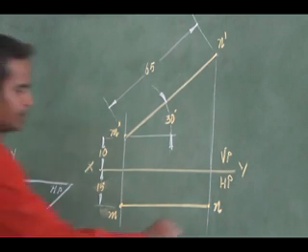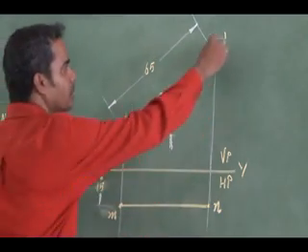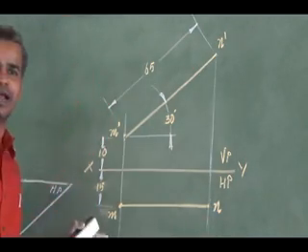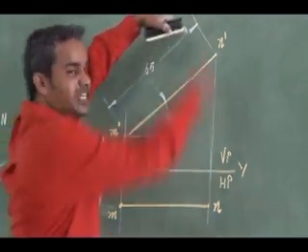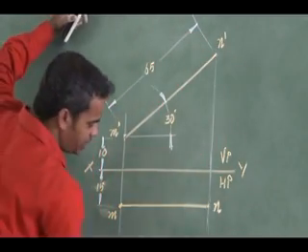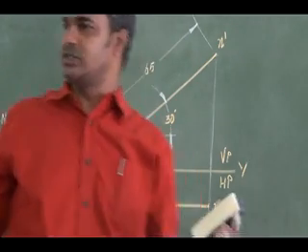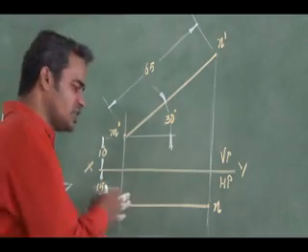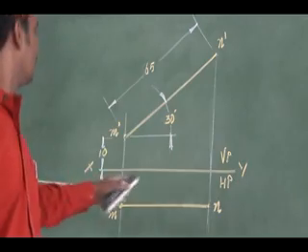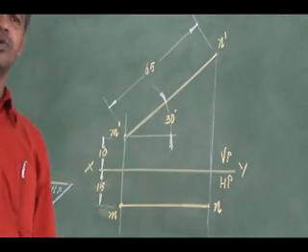See here, what is this white vertical line I am drawing? It is a projector line of end M. It is a projector line of end N. So the distance between these two is nothing but the end projector distance. In some problems, the end projector distance will be given and the line length will be given, and you are asked to draw the projections of the line.